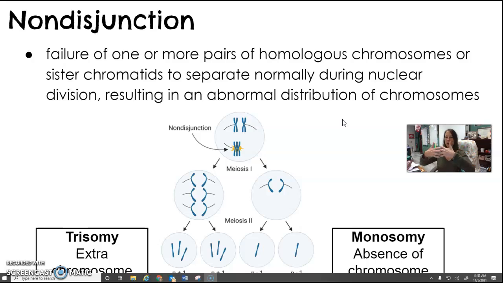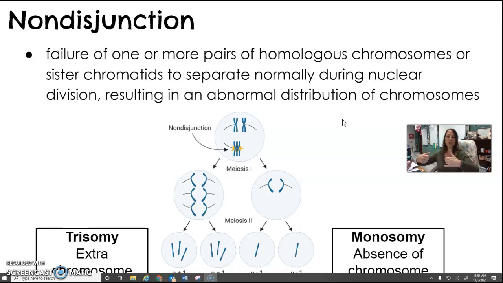Nondisjunction is when the chromosomes line up in the middle in their homologous pairs, right? So we're talking about during meiosis. During meiosis 1, when those chromosomes pull apart, they're supposed to have half go to one side and half go to the other side. However, in nondisjunction, it would be as if I could pull one of my fingers off, and then there would be an extra on this side and one missing on this side.